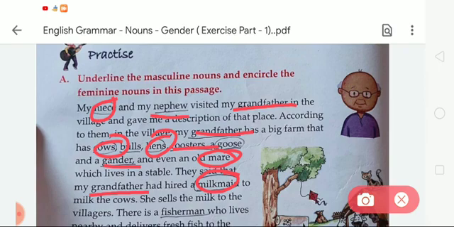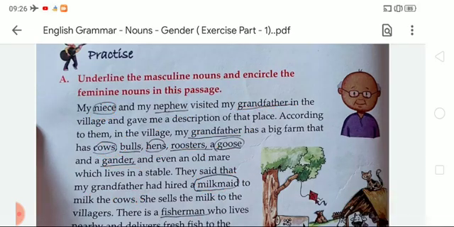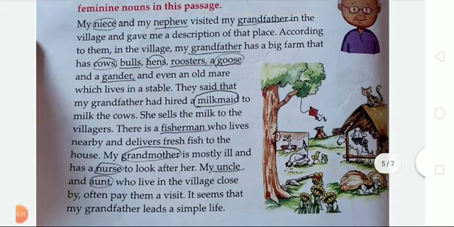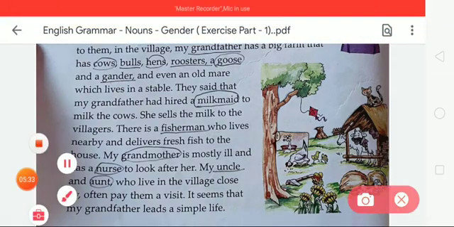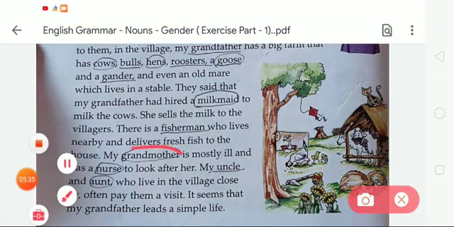Now, to milk the cows, cows is a feminine word, so we have to circle it. She tells the milk to the villagers. There is a fisherman, fisherman is a masculine word, so we have to underline. Now, who lives nearby and delivers fresh fish to the house? My grandmother, so we have to circle it.